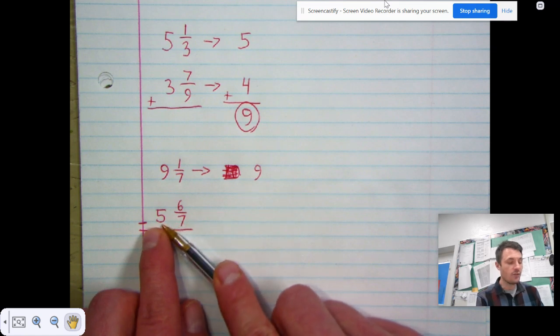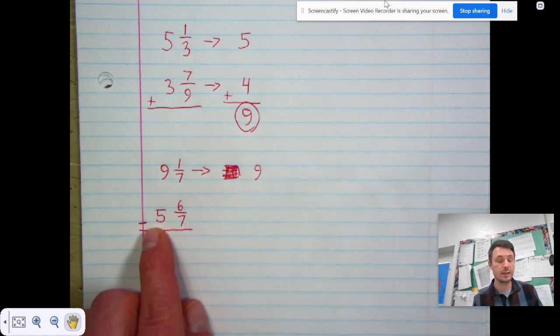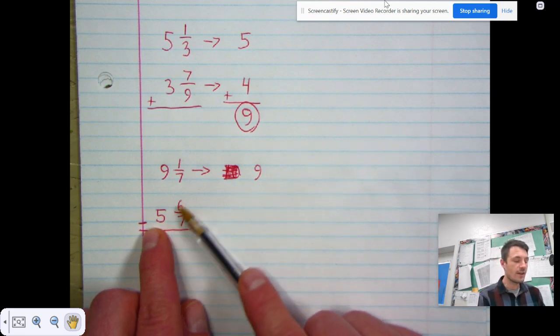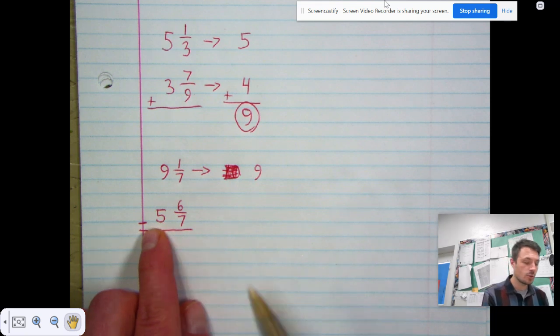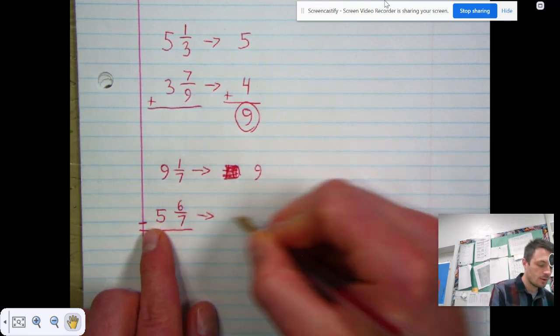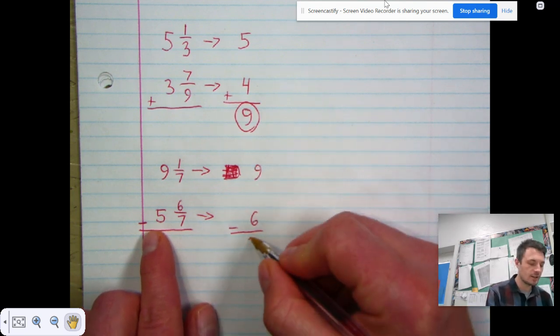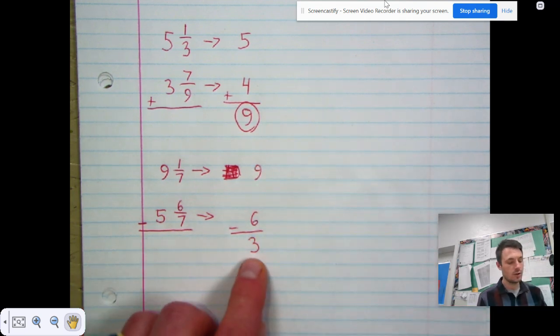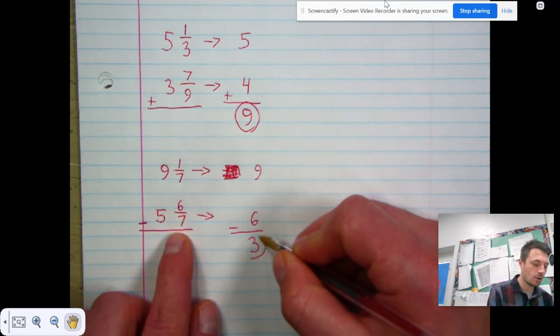Which means 6/7 is a fraction greater than 1/2. So we have 5 and more than a half of the next whole number, which would be 6. We have 5 and more than half, which means we're closer to 6 than we are to 5. So we're going to round up to 6. Now we subtract 9 minus 6 is 3. And so 9 1/7 minus 5 6/7 is about 3.